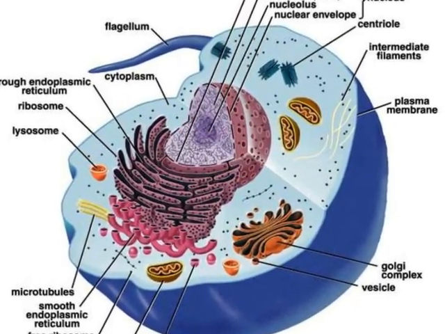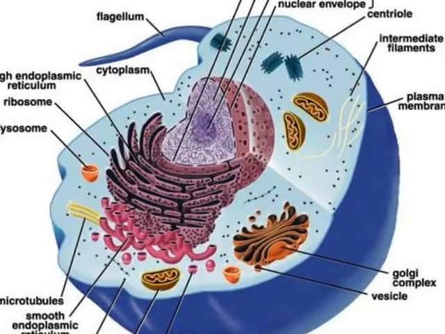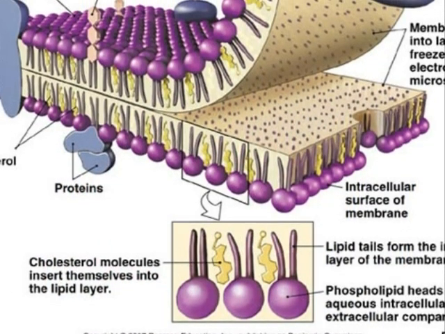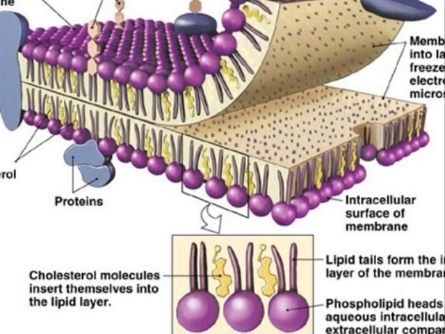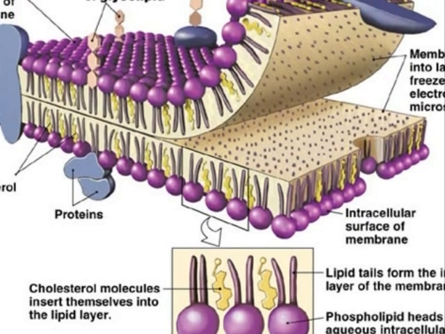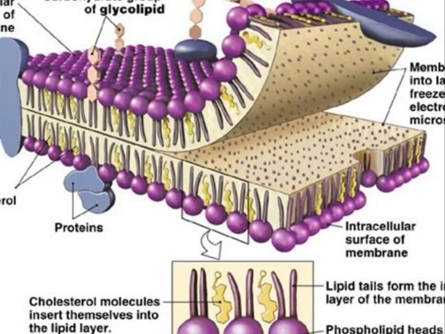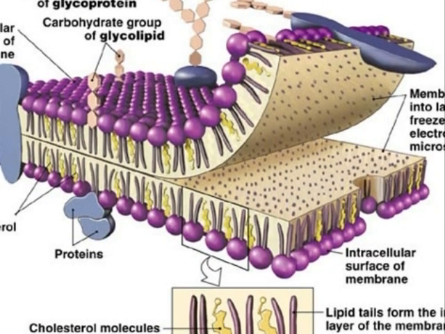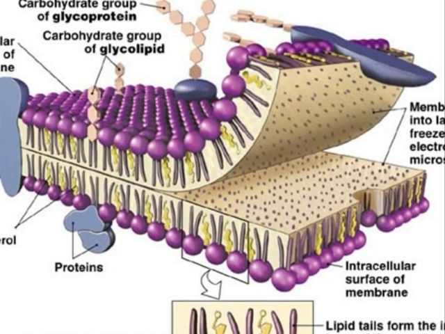This is an animal cell. This outside layer is called the cell membrane. It is a thin, flexible barrier around the cell. The cell membrane regulates what enters and leaves the cell. The cell membrane is made up of a lipid binder, and in this binder, there are protein channels.